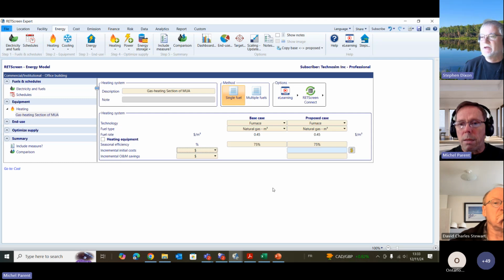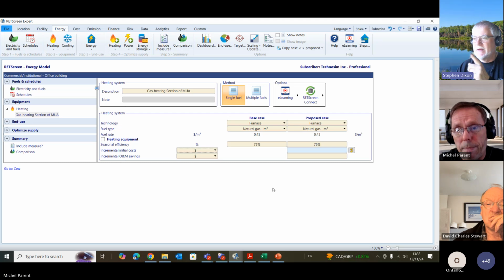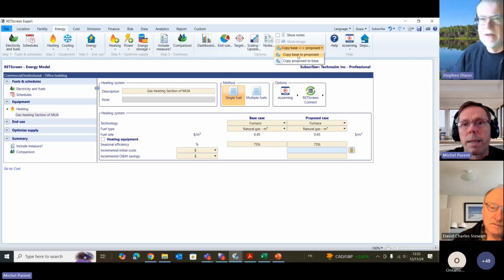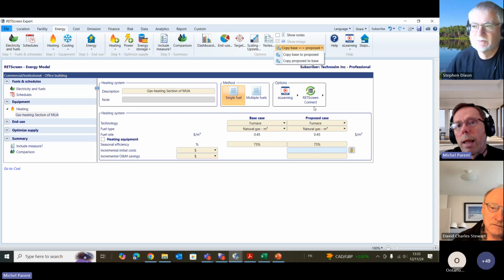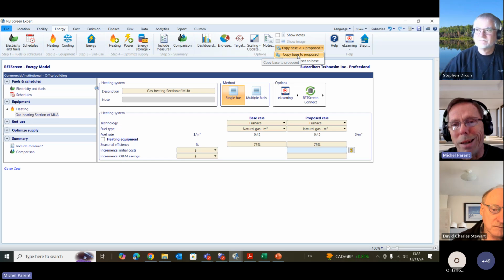And actually, Michel, before, one thing you did there is you put the same value in the base and the proposed case. Yes. And the other way to do that is to use the copy base to proposed on your top menu there. Yeah, if you don't want to do it manually like I did. And Stephen, that's a good way of avoiding errors, by the way, what you just mentioned. So you don't make a typing mistake between the two and get savings or increase.